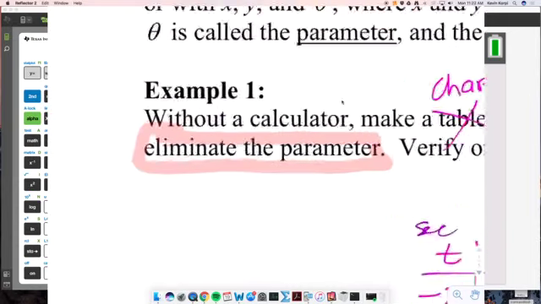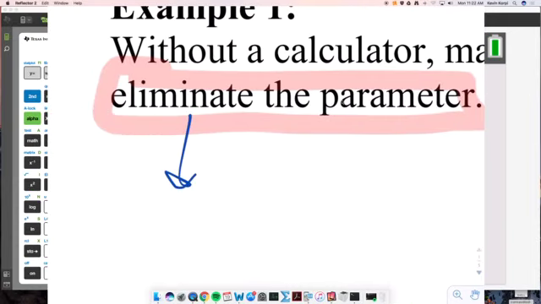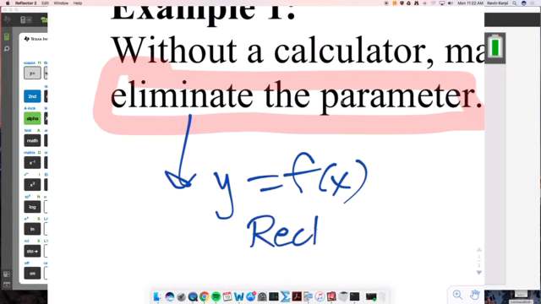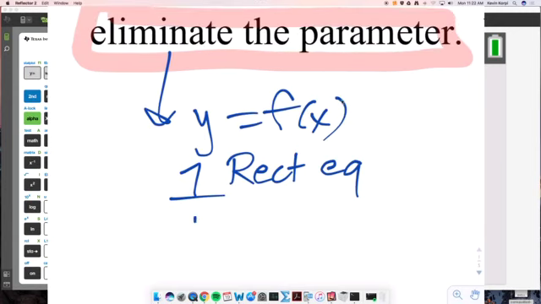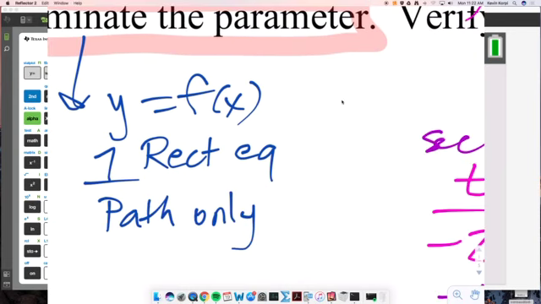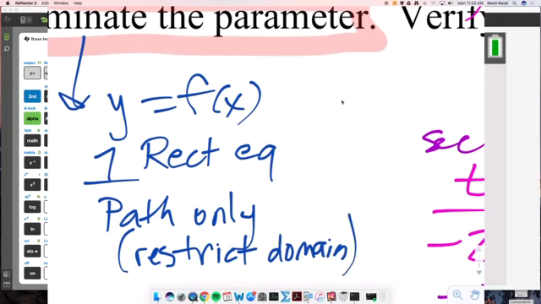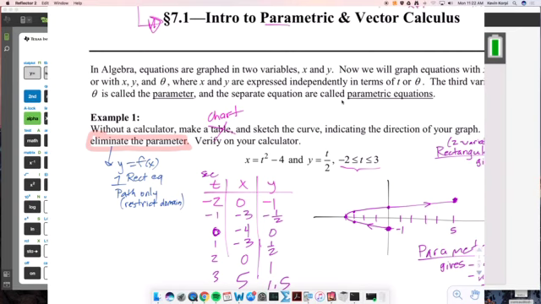Eliminating the parameter essentially gets you back to a rectangular equation. You're getting back to one equation without the t, right? Which means you're going to get a path only, and then you're going to have to restrict the domain so that you get just the path. So let's talk quickly how to do that.